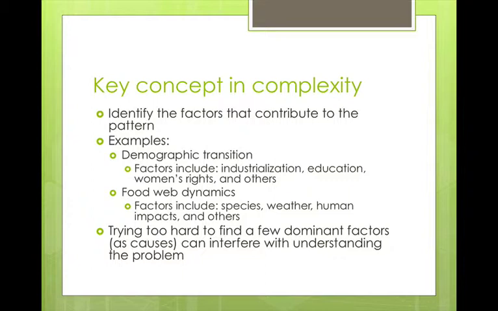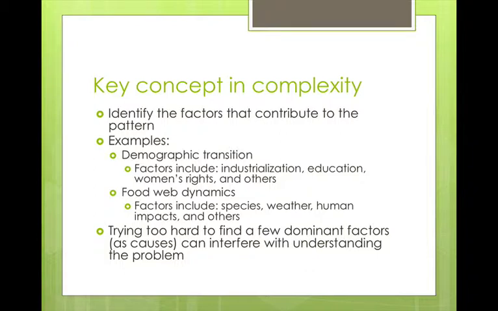One is demographic transition, where the factors include industrialization of countries, which led to higher income, which led to smaller families, which was helped along by education, women's rights, and other factors. And we can't really tease out which factors are dominant in that. We can say all of these factors work together, and there's a synergy between all these factors that work together.